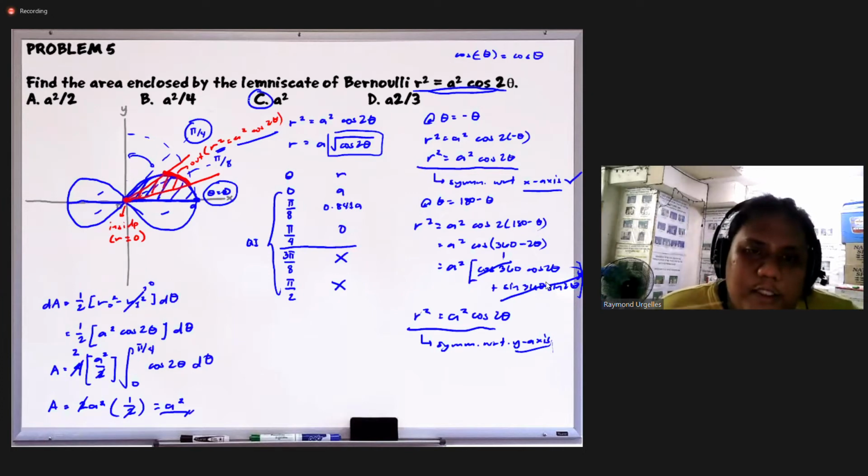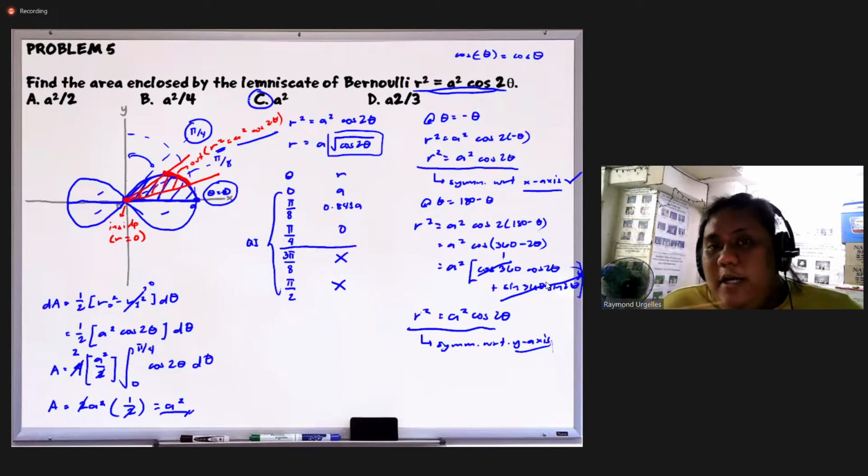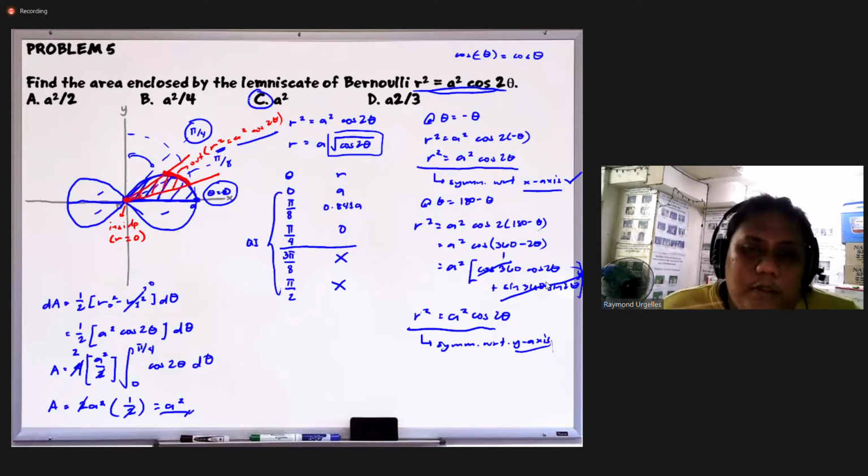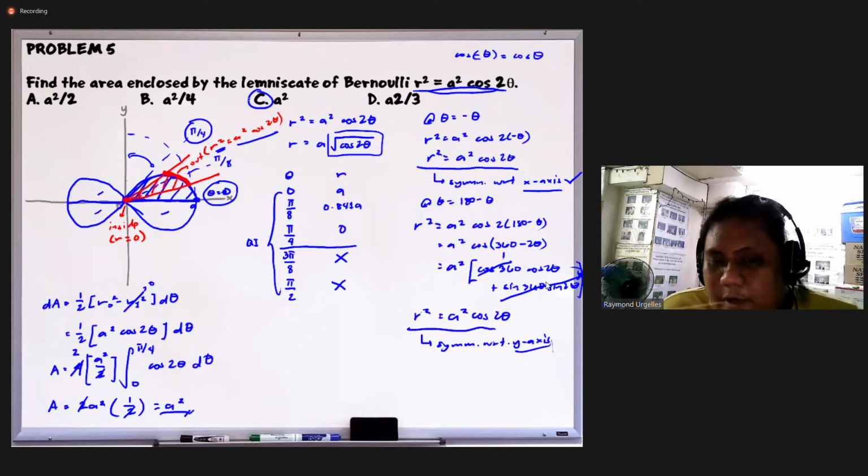No? Because sometimes we see ways for easier calculation. Right? So in this case, we divided it into four parts, four equal parts. We solve one part, we multiply it by 4. Right? So we get the same solution. No? So any questions about this? Okay.